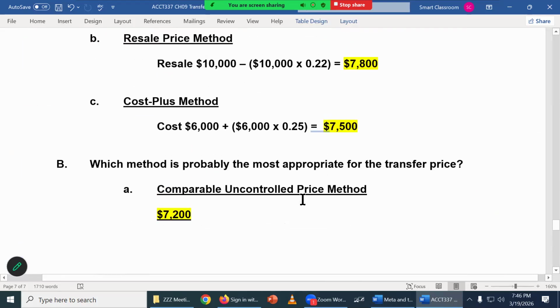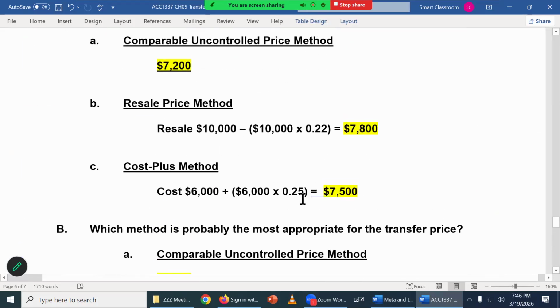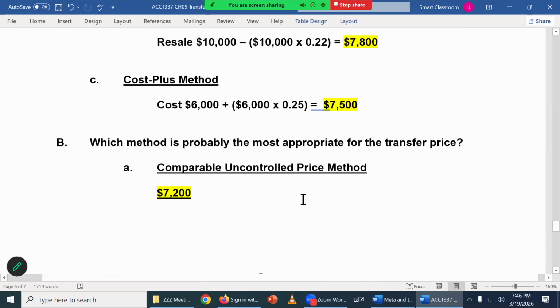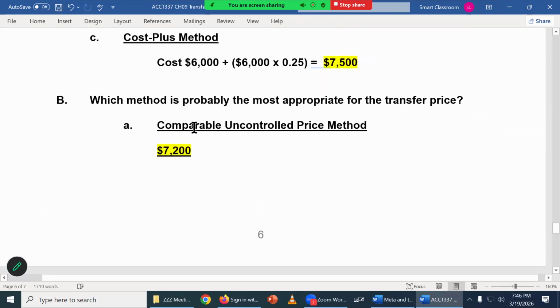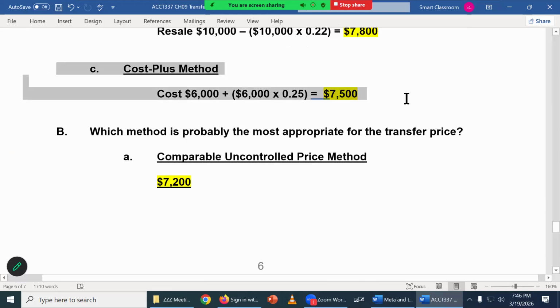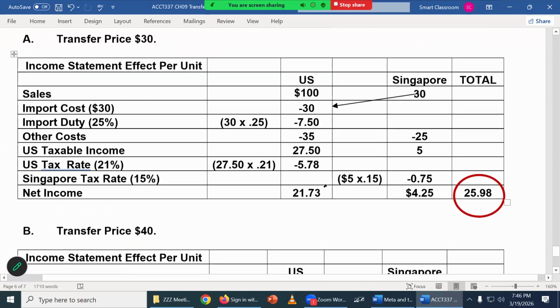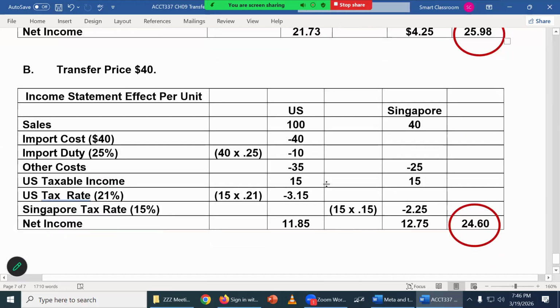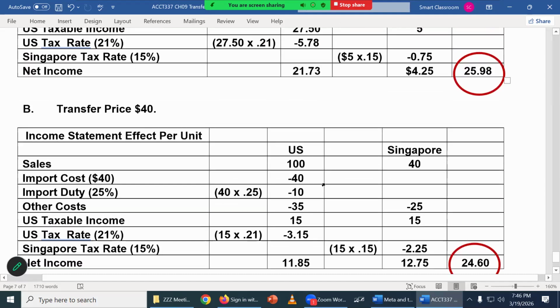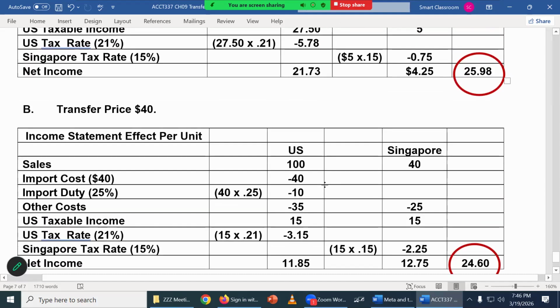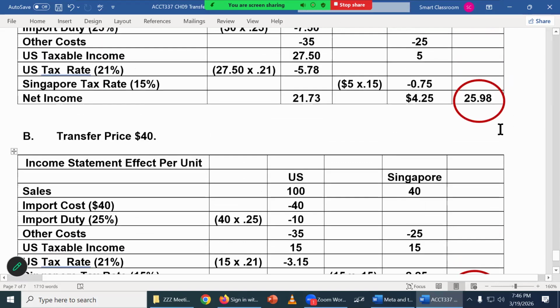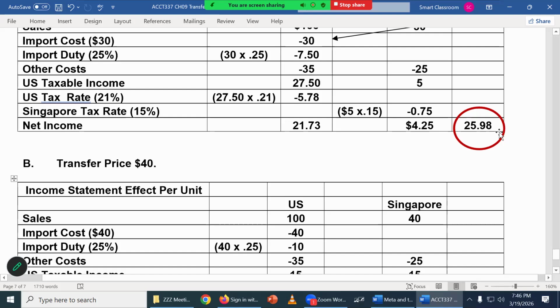What is it? Oh, probably the comparable uncontrolled. It could be either that or cost plus. You can make an argument for either one of them. Okay. So why doesn't this make sense? There actually is a reason why. What is it?